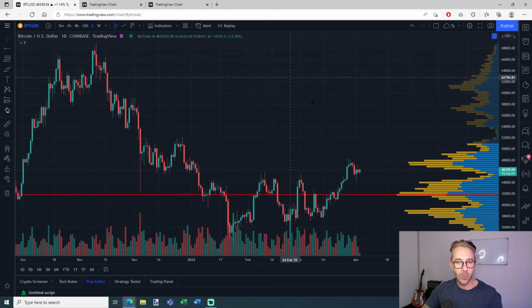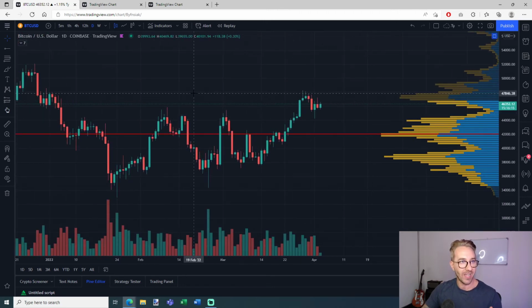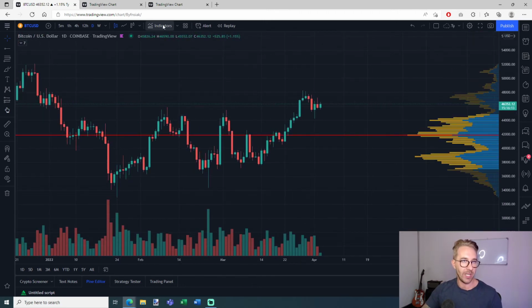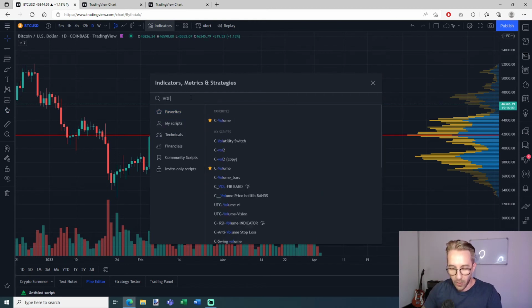So how do we then isolate areas further to then go on and find something a little bit more nitty gritty? You go to your indicators, and then you go to volume, and then you've got your, well, I'm just going to find it.